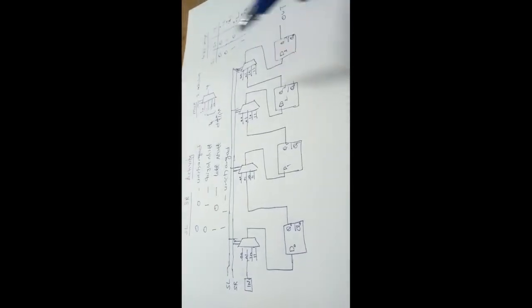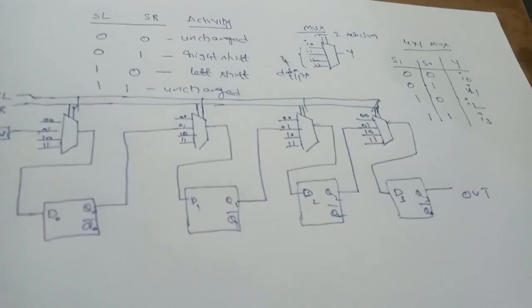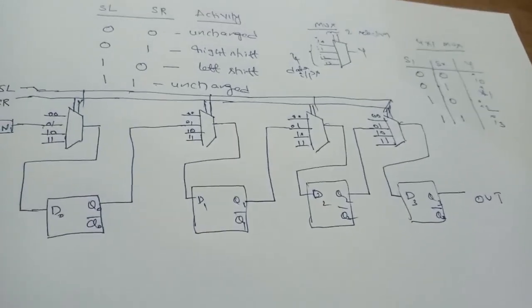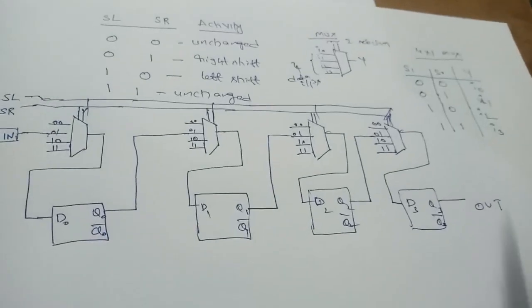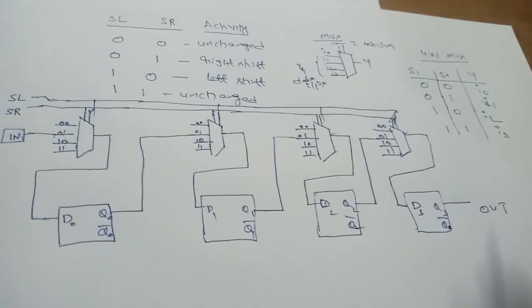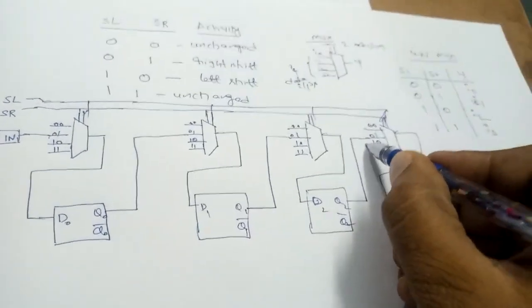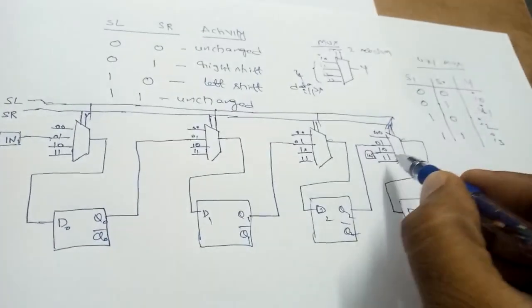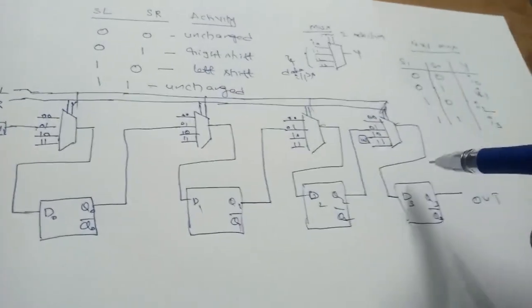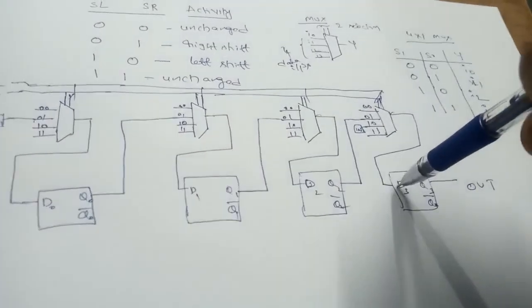Now if I want to go for the left shift, that is SL is equal to 1 and SR is equal to 0, so the choice is 1 0 here. We have seen the right shift. For the left shift, SL has to be 1 and SR has to be 0. Therefore the input must be given to the right end flip-flop. So the input is given during the left shift, that means the data has to be given to the last flip-flop here.